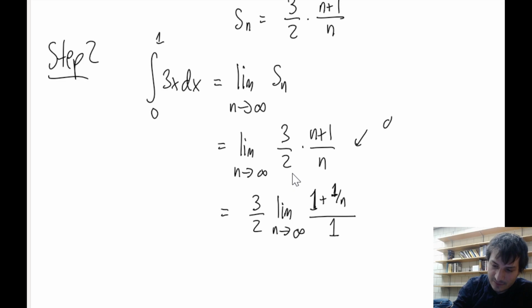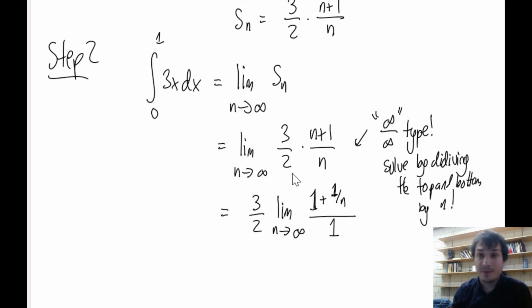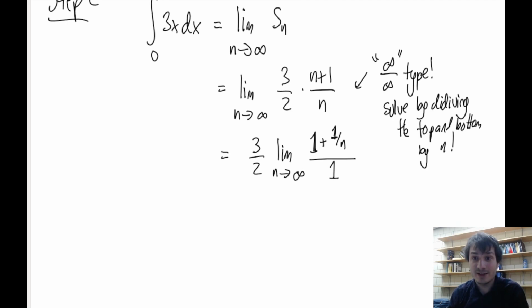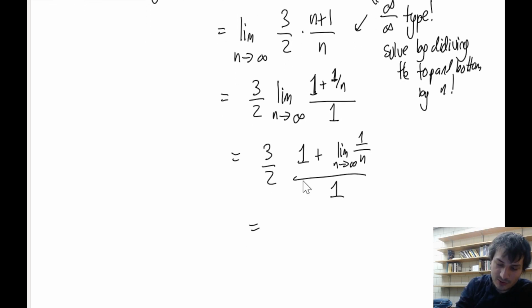So this is an infinity over infinity type, and we're going to solve by dividing the top and the bottom by n. Okay, and if you do that, you get 1 plus 1 over n divided by 1. This one, the ordinary limit laws apply. So you get 1 plus the limit as n goes to infinity of 1 over n divided by 1. And this limit we know is 0. So 3/2 times 1 plus 0 divided by 1. The final answer is 3/2.